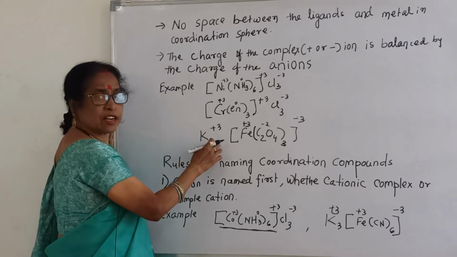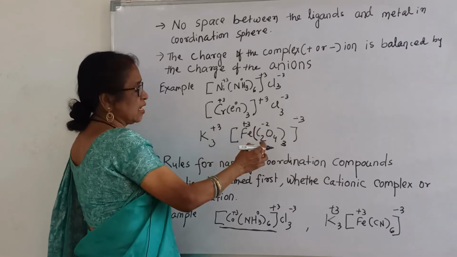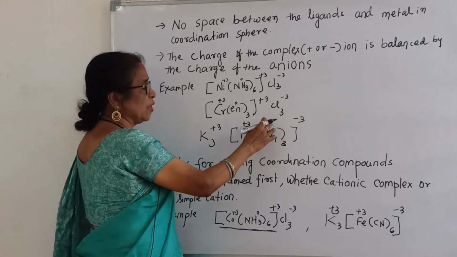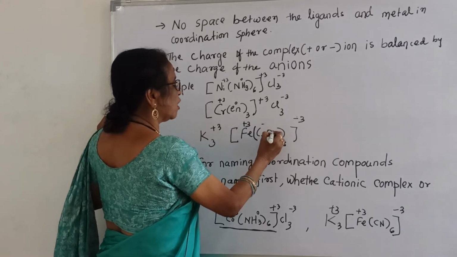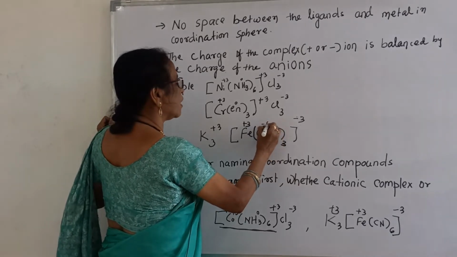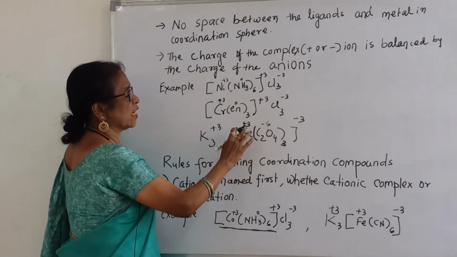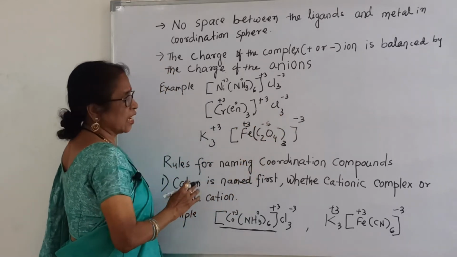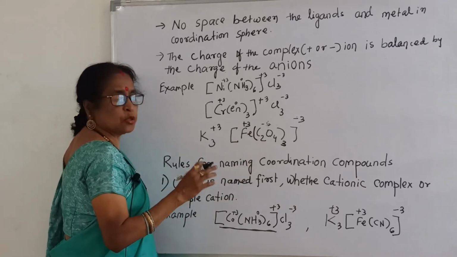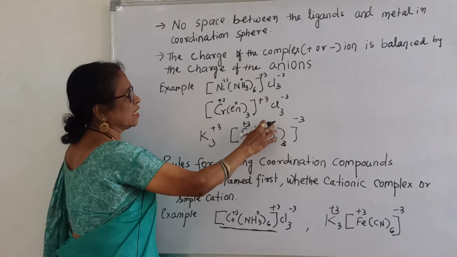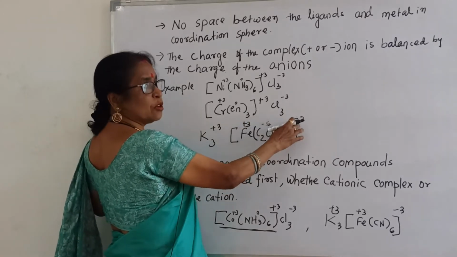Then come to the anionic complex. See here, an anionic complex because it is minus 3. How is it minus 3? Oxalato means minus 2. Minus 2 into 3 is equal to minus 6. And here it is plus 3. Minus 6 plus 3 equals minus 3. Again see the oxalato ion, the charge is minus 2 and 3 times, so minus 6, and it is plus 3. So minus 6 plus 3 becomes minus 3.